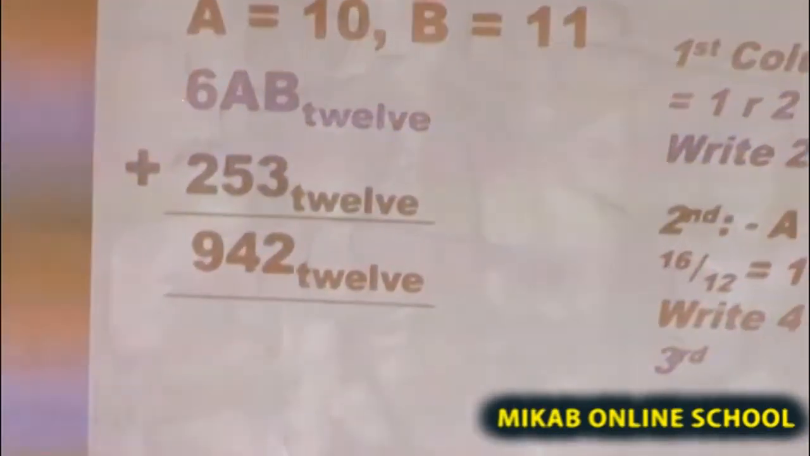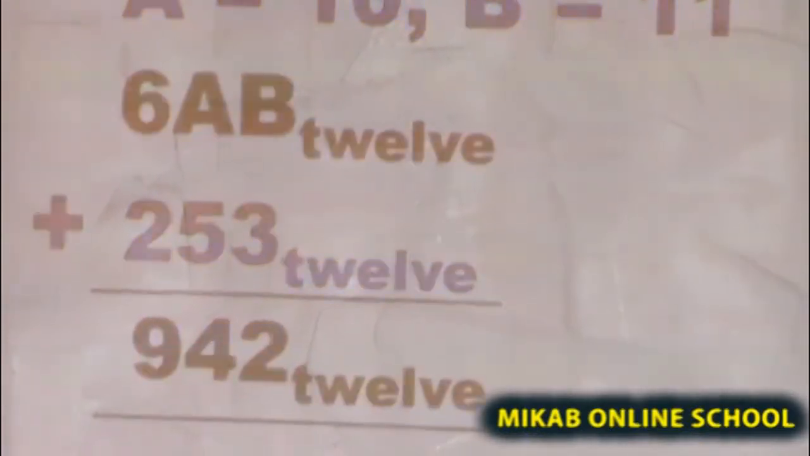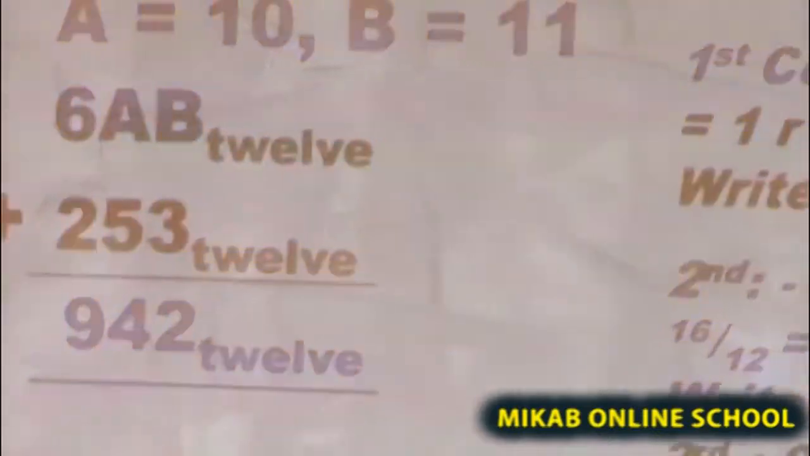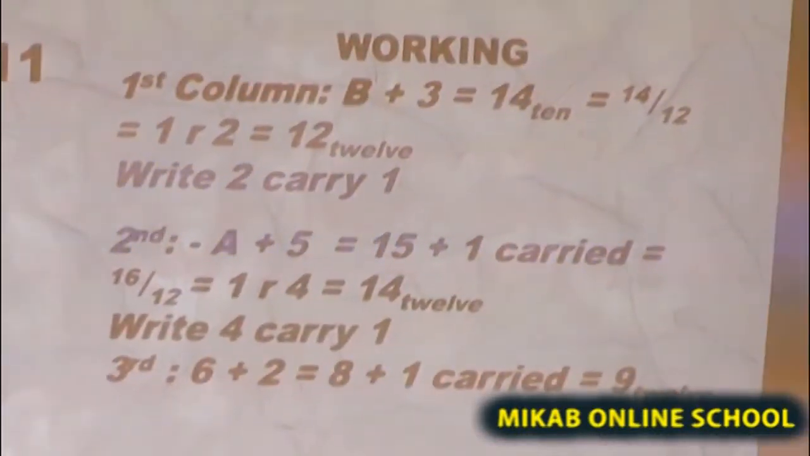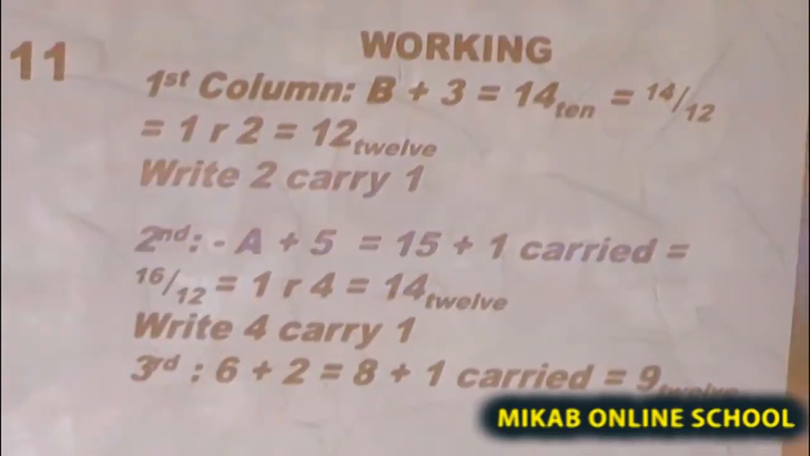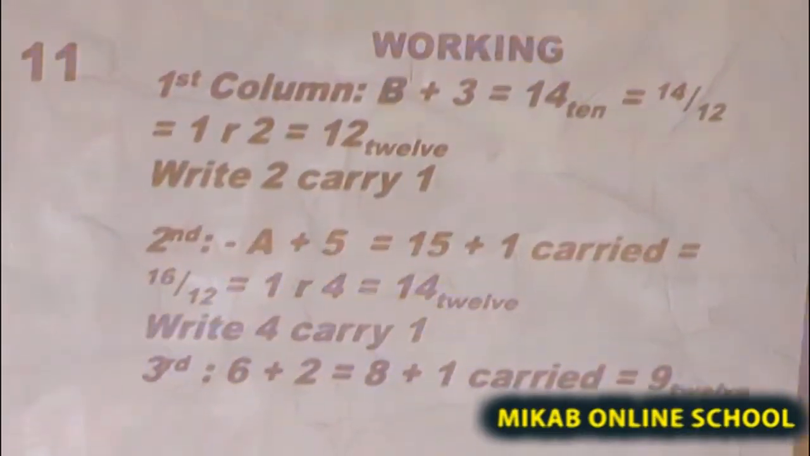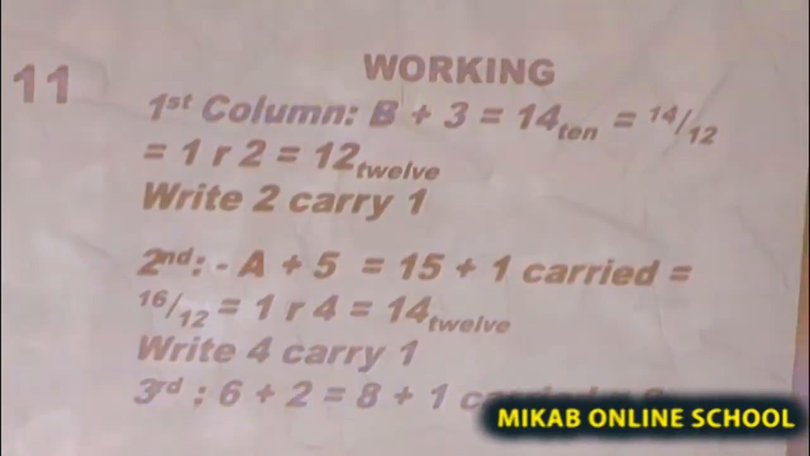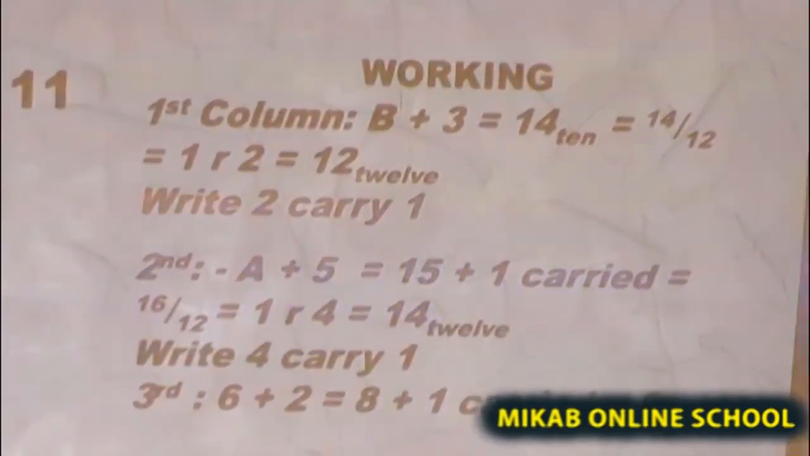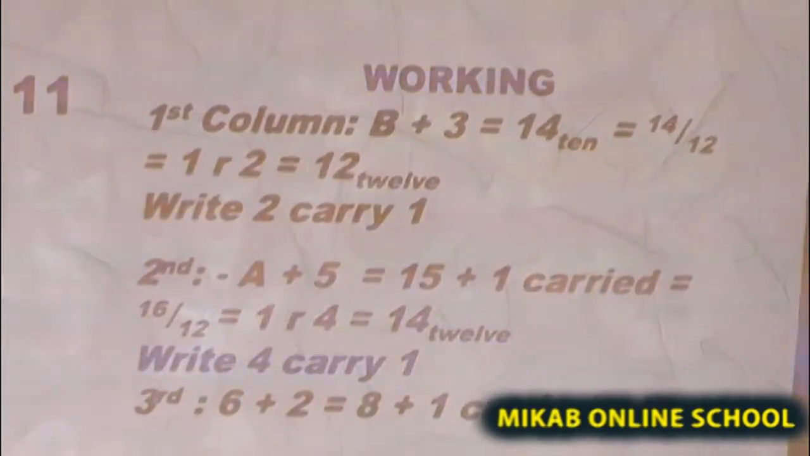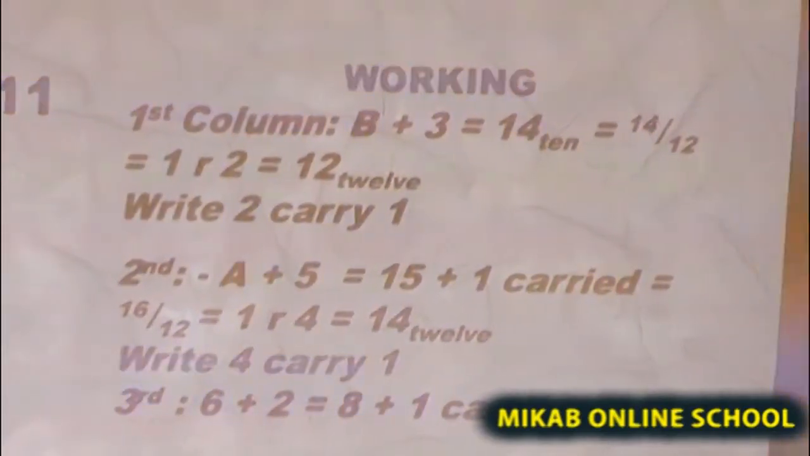Then the last column, 6 plus 2. 6 plus 2 will equal 8, plus the one we carried, it will give us 9 base 12. Now you may ask me a question. Why are we having 9 base 12 straight? Why are we not going to divide this 9 by 12 so that we have it in its base 12 number?